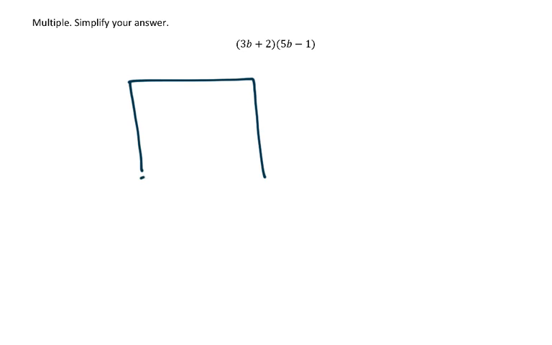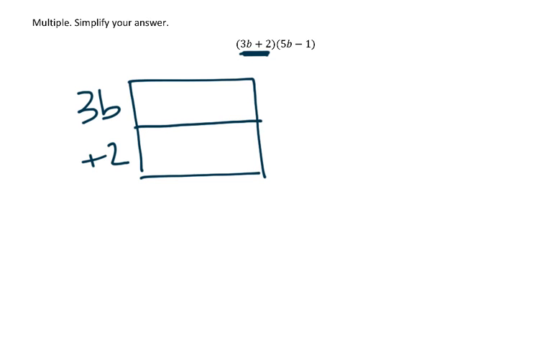and we're going to put one polynomial, in this case a binomial because there are two pieces, on one side of the box. Now there are two pieces here, so I'm going to create two rows, and then I'm going to put the second binomial on the other side of the box. And again, here there are two pieces, so I split it down the middle.